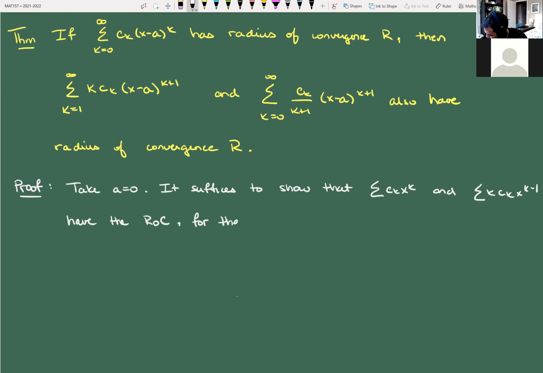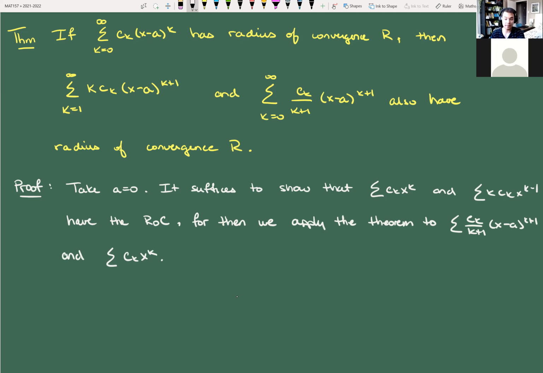Or then we apply the theorem to the sum of c_k/(k+1) (x-a)^(k+1) and the sum of c_k x^k. Right, which again will say they must have the same radius of convergence.